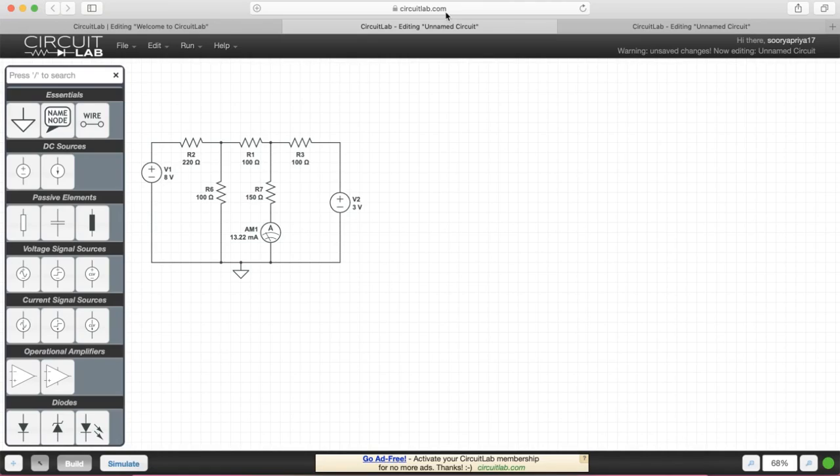Now we are going to measure the current flowing through 150 ohms. Let us term it as I double dash. So with the 3-volt battery connected, we are going to measure. 6.75 milliamps. Now we are going to do a simulation of superposition theorem.